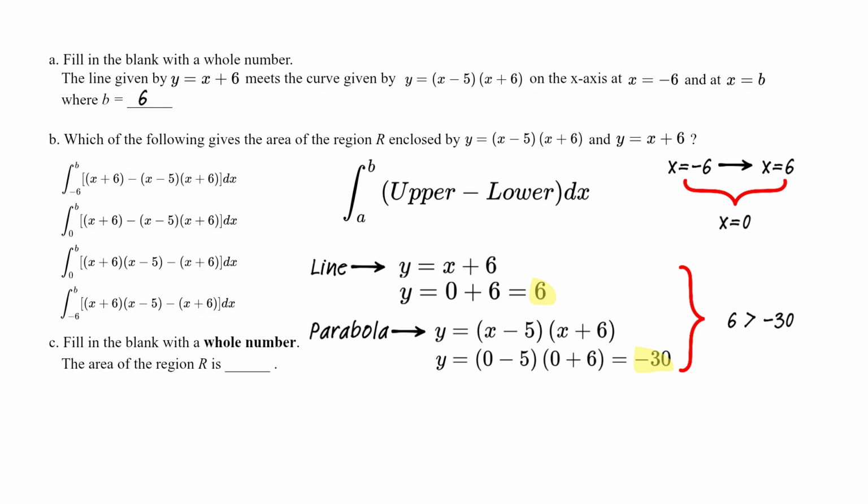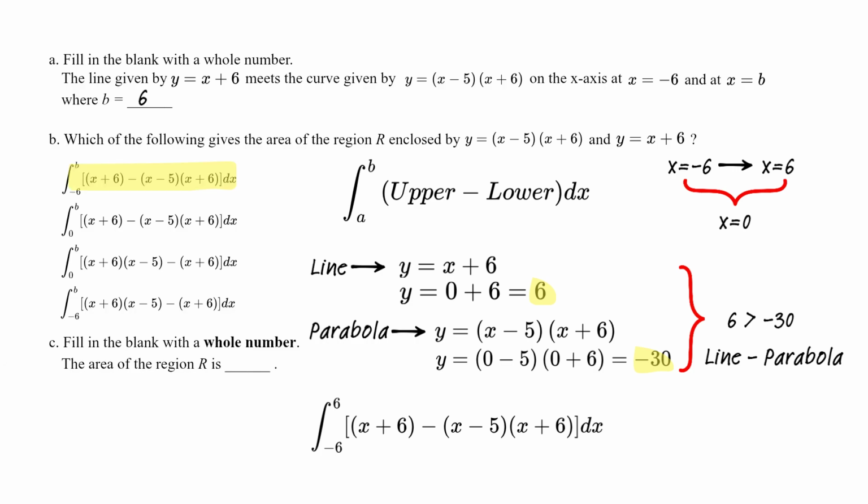So our integral should be line minus parabola. The integral from negative 6 to 6 of the quantity x plus 6 minus the quantity x minus 5 times the quantity x plus 6 dx. Looking at our options, this makes the first option the correct answer.